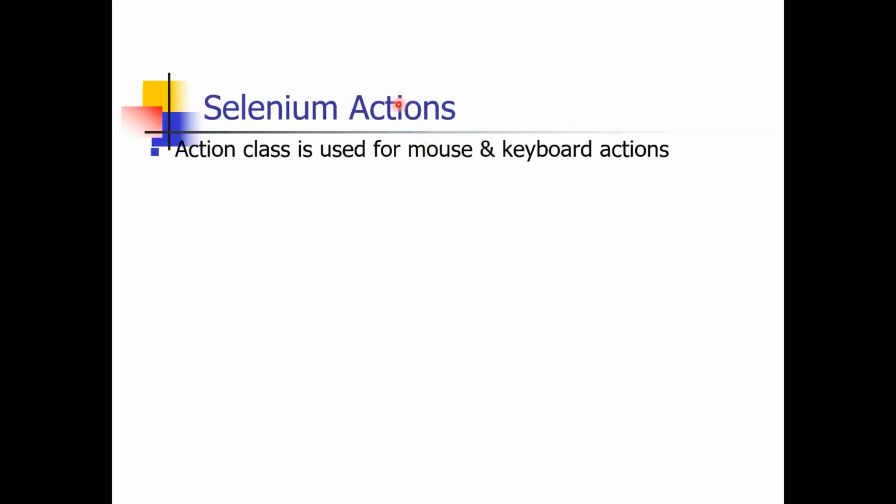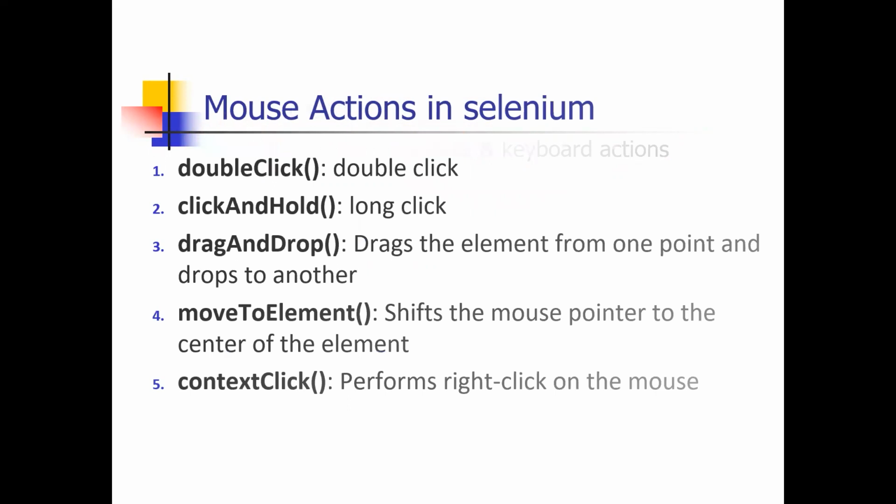Selenium Action. Action class is used for mouse and keyboard action. I want to hold the mouse, I want to release the key, I want to click and hold. Such types of mouse and keyboard actions. For any type of mouse hover or keyboard action, we have to use the Actions class. Got it? Action means act, do something. So the Selenium Actions class is used for mouse and keyboard action.